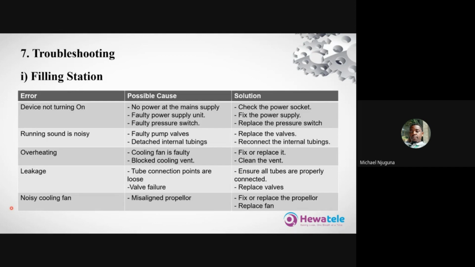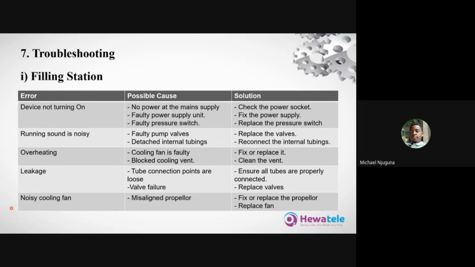Another common error would be leakage, and tube connection points being loose. This is common by reason of buildup of pressure in the system. You might end up experiencing some loss of pressure, and you should check how well connected the tubes are to the connecting points. Another possible cause would be valve failure. This also you should be able to check. When it comes to valves, just replace the valve or the module that has the valves. And for tube connection points, make sure that the tubes are properly connected to mitigate that cause.